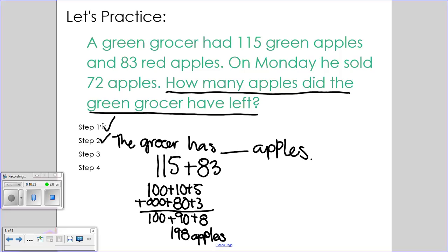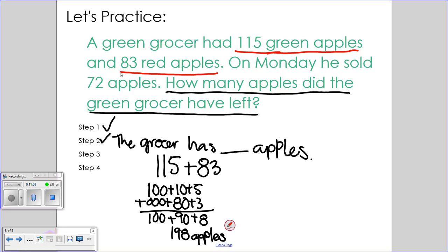All we did was add his green apples and his red apples together. Did we talk about any that he sold? No. We haven't even done anything with the ones that he sold. So we know he has 198 apples, but he sold some. How many did he sell? Go ahead, Bryce. How many did he sell? 2. So what operation am I going to use now, Bryce?